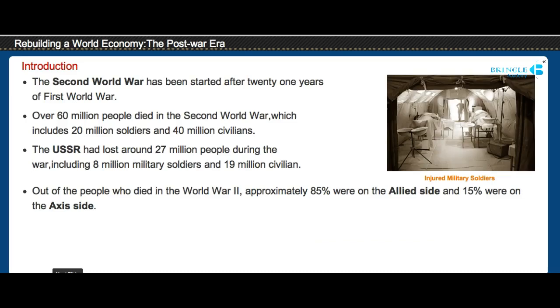After 21 years from the First World War, over 20 million soldiers and 40 million civilians died in the Second World War. Around 27 million people, including 8 million military soldiers and 19 million civilians, were lost in the USSR. Out of the total death percentage in World War II, approximately 85% was on the Allied side and 15% was on the Axis side.